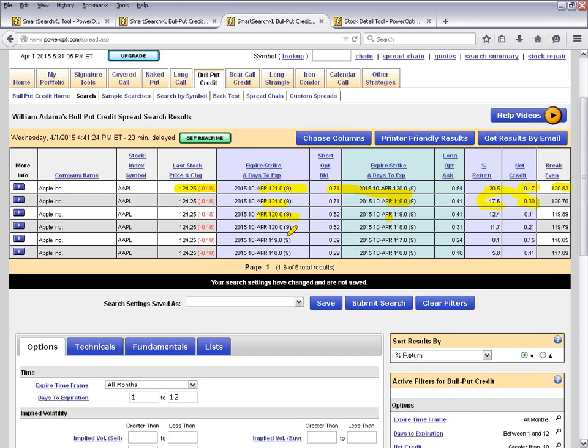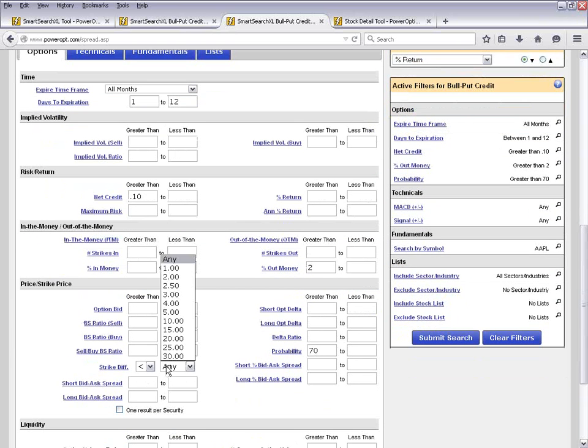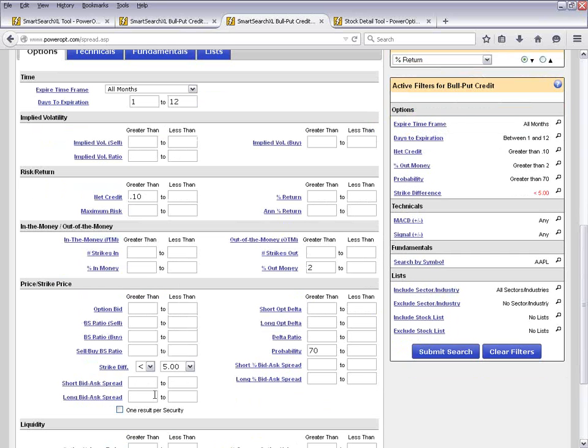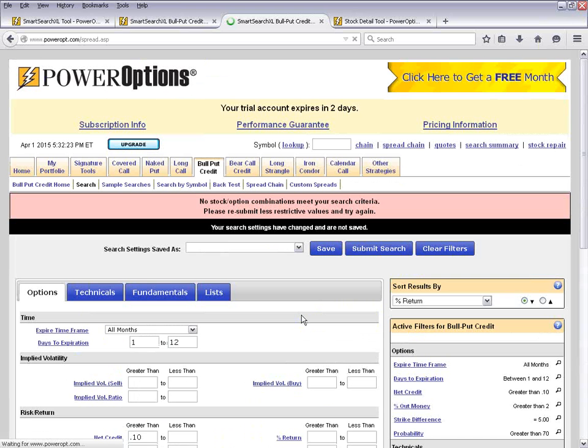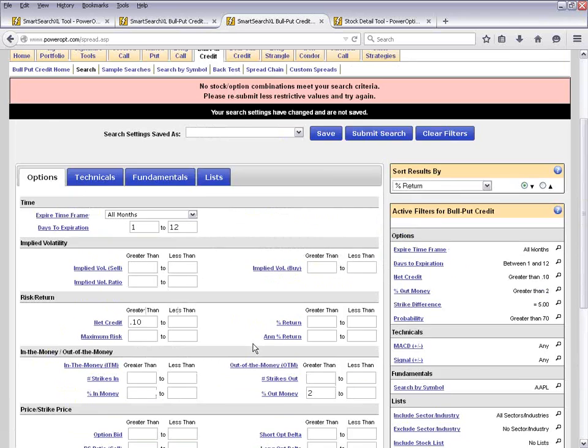And then, of course, the 120, 119 is a dollar spread again, the 119, 117, and so forth, and the 118, 116. But if I force this to go to a higher spread, which I should be able to do, let me go to a strike difference equal to 5 points, for example. Okay, why is that not working? I have a setting in here that's causing that to pause.